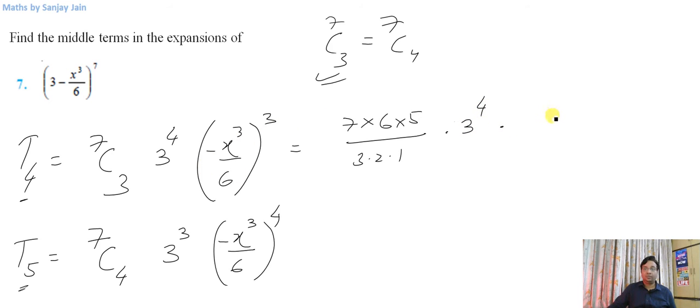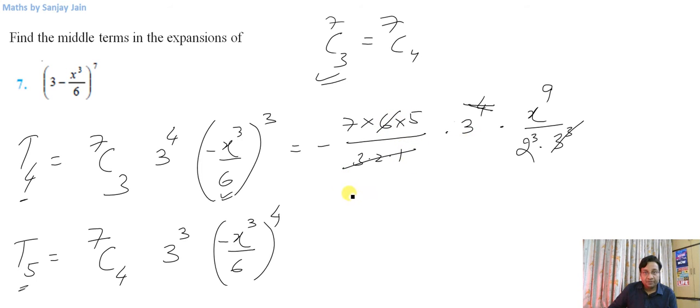So let's calculate this. 7 into 6 into 5 divided by 3 into 2 into 1, into 3 raised to power 4, into minus 1 raised to power 3, which is minus 1. So x cubed raised to power 3 will be x raised to power 9, and 6 raised to power 3 can be written as 2 raised to power 3 into 3 raised to power 3, right? This denominator. Why have I written it like this? Because I want to cancel this here. 3 raised to power 3 into 3 will become 3 raised to power 4, so I have cancelled this. And 3 into 2 is 6, so let it go.